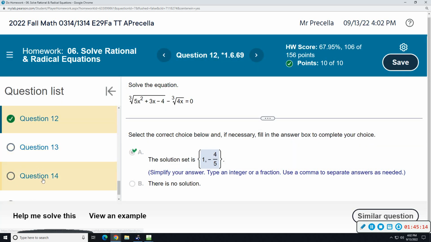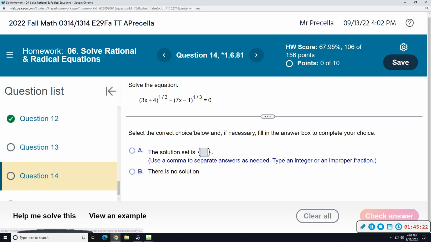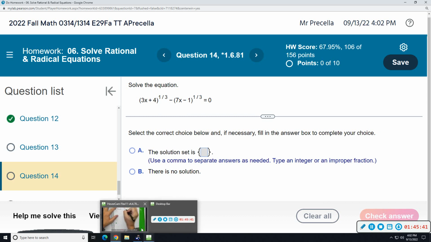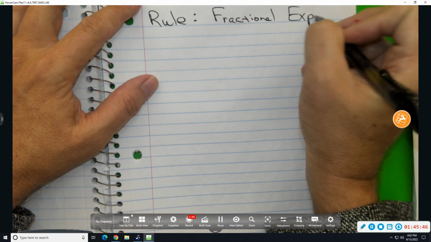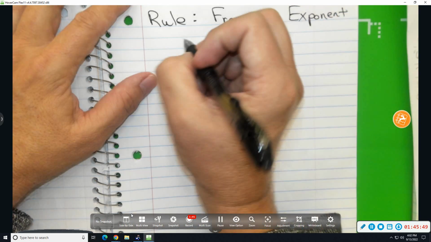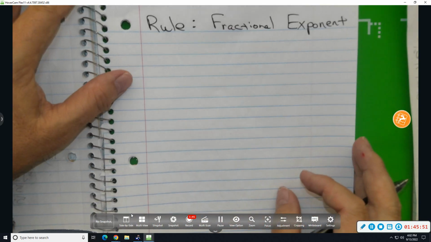Now, one more example, number 14. At first glance, number 14 looks dramatically different. Why? Because it's 1/3. Well, write up a rule for what a fractional exponent means. Okay, this is for fractional exponent. I claim that once you know this, number 14 is easier than number 12.